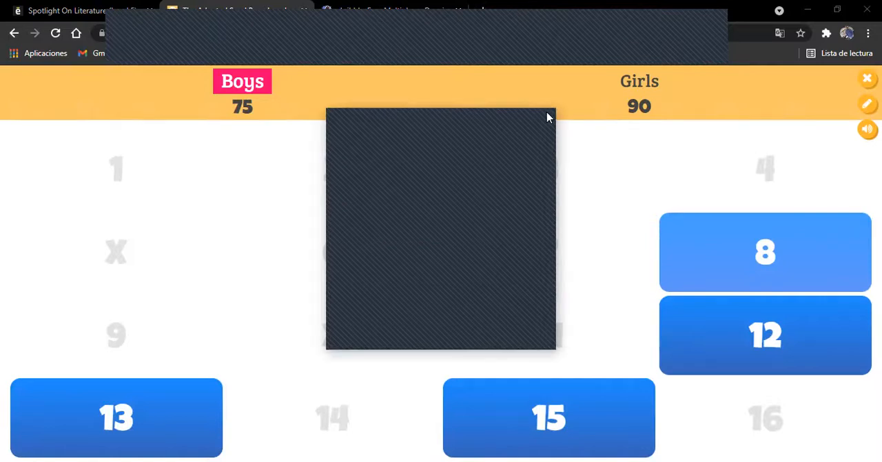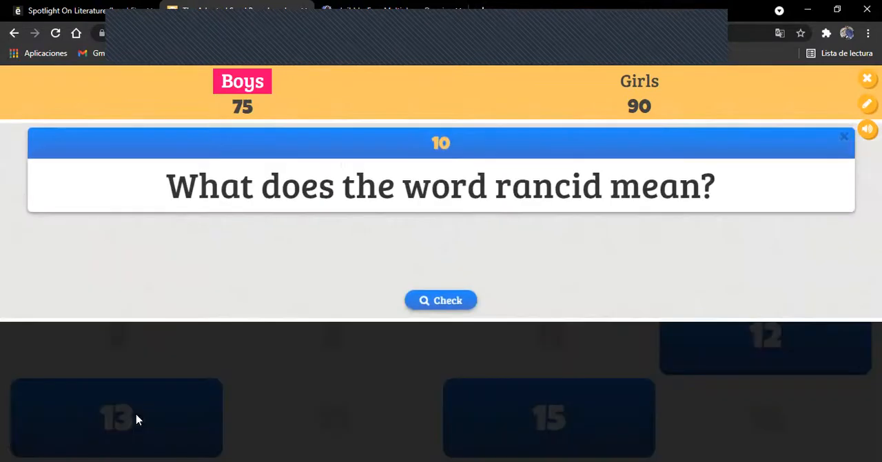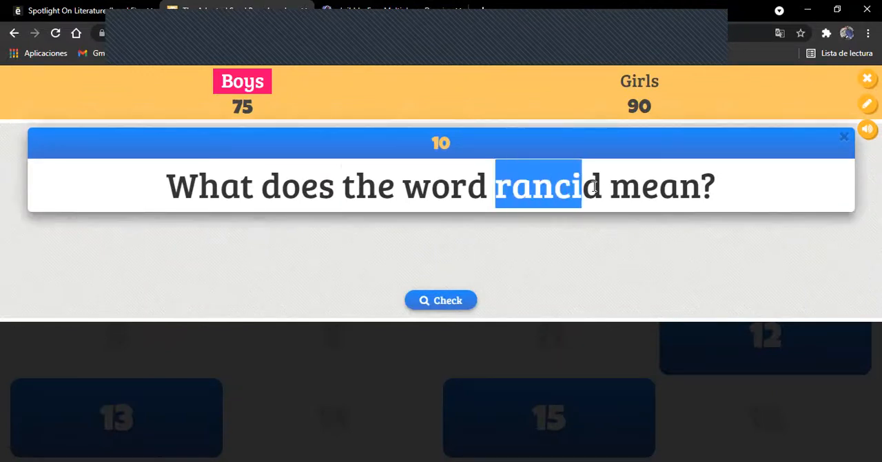$13. For 10 points, what does the word rancid mean? What is the meaning of this word, according to the text?